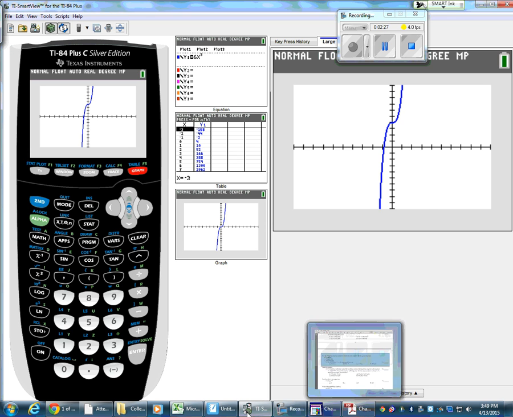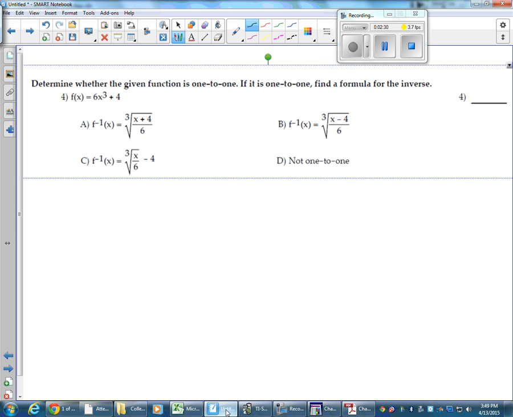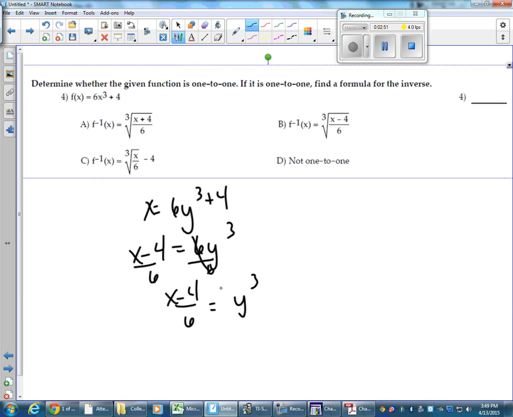So it is 1-to-1. Then to find the formula for the inverse, we would switch the x and y. So this is y equals 6x cubed plus 4, so it becomes x equals 6y cubed plus 4. Solve for y. The first thing I do is subtract 4. Then I'd divide by 6, so that'd be x minus 4 over 6 equals y cubed, so I'd have to cube root both sides. So I'm looking for the cube root of x minus 4 over 6, so my answer would be B. Number 5.